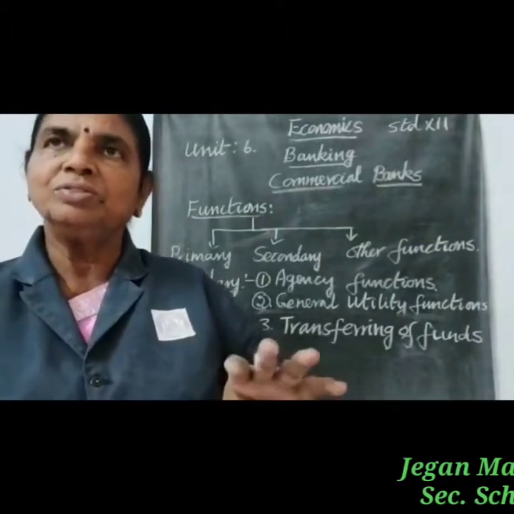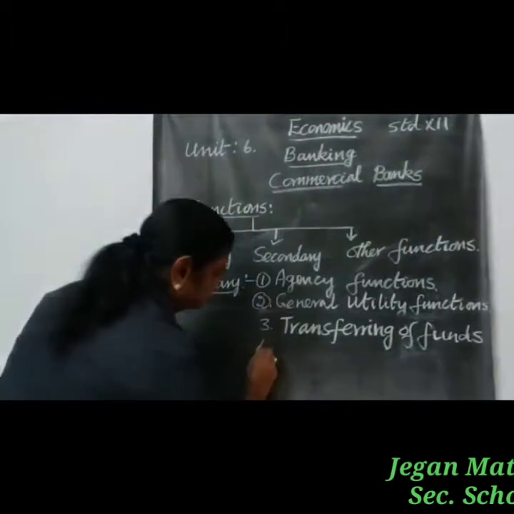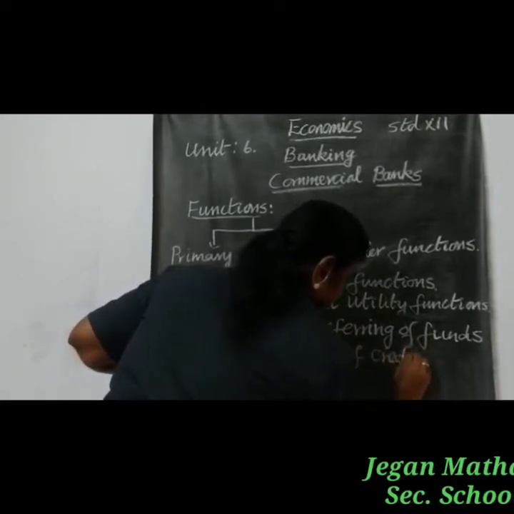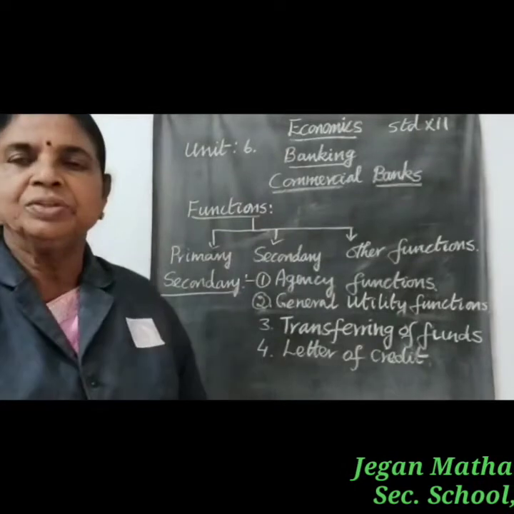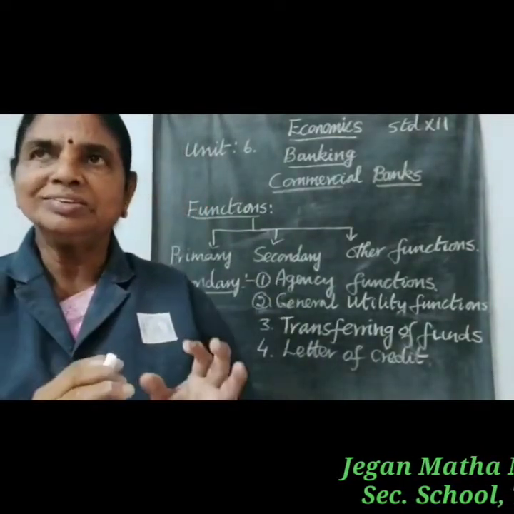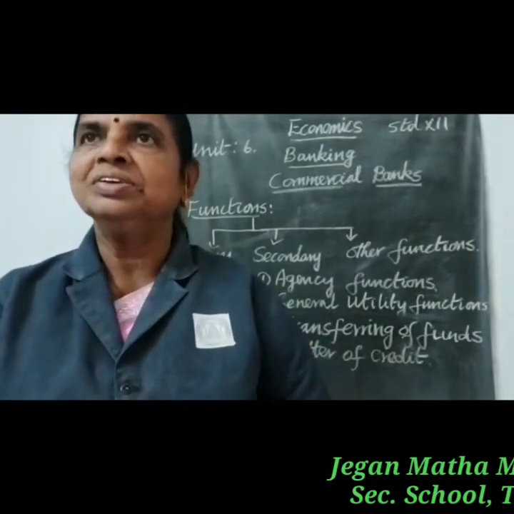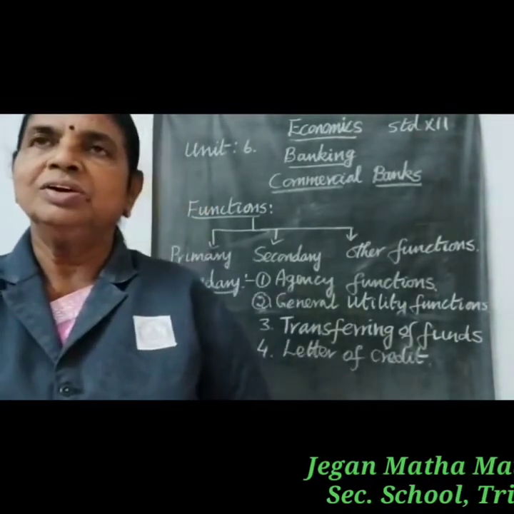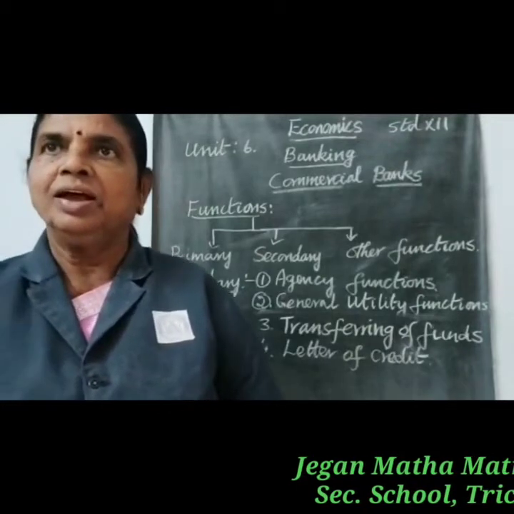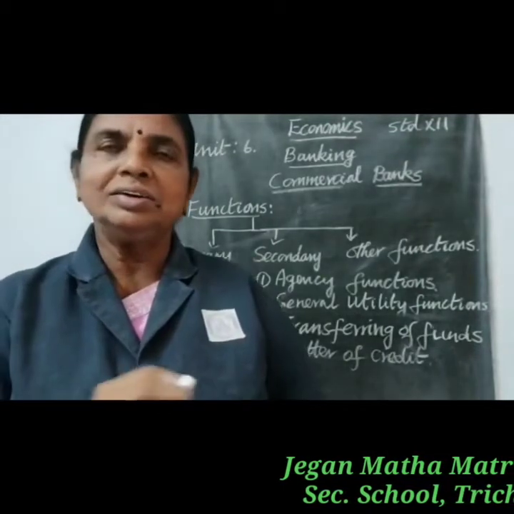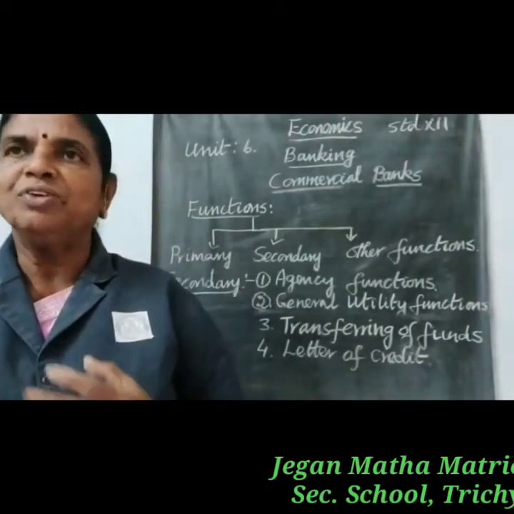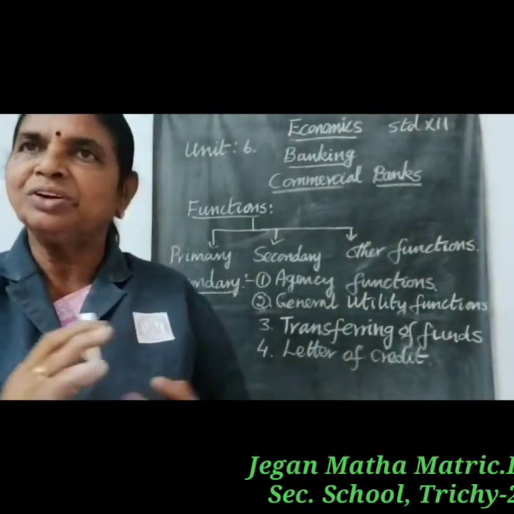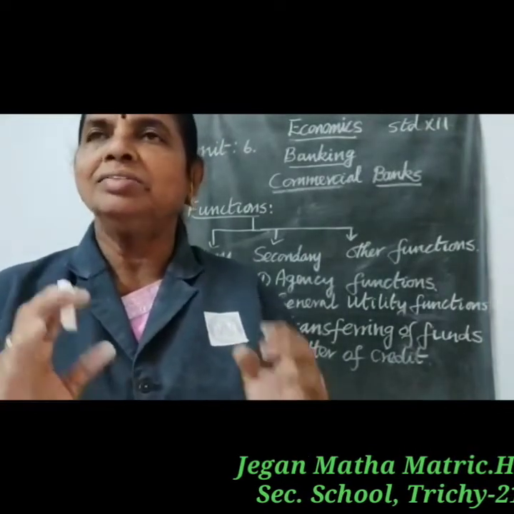Okay, and then the fourth important one is letter of credit. The public has full faith in the creditworthiness of banks, and so commercial banks issue letters of credit to their customers to certify their creditworthiness, and also underwrite securities. That's why the public has full faith in the creditworthiness of banks, so they buy securities underwritten by the banks.